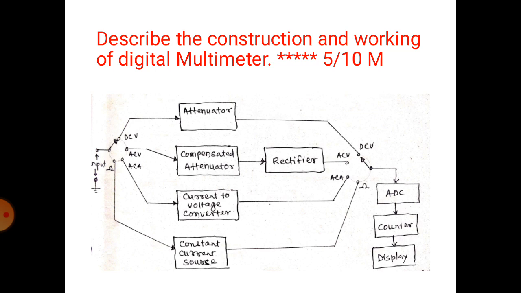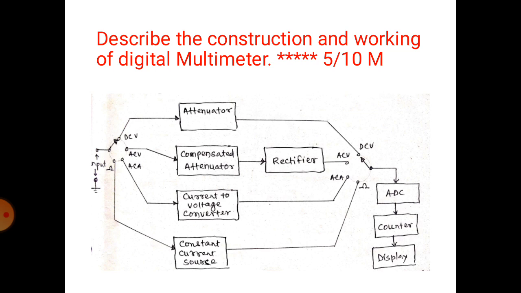As you can see, the digital multimeter is an instrument which is used to measure two or more electrical values like voltage, current, and resistance. It is also a standard diagnostic tool for technicians even in the industries. So various blocks of digital multimeters are attenuator, compensated attenuator, then current to voltage converter, then constant current source, and there is a rectifier, then ADC, that is analog to digital converter, then counter, and finally the display for displaying the data.